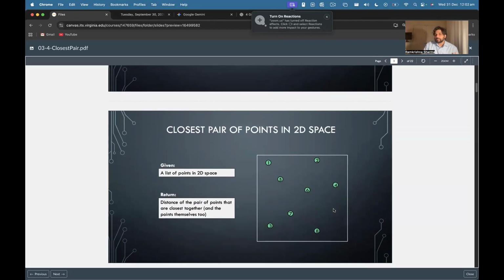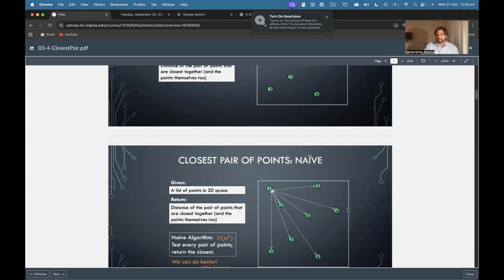So, the core premise here is that you have a 2D space, and within that 2D space, you have a certain amount of points, let's say n points, and the goal is to essentially return the numerical distance between 2 points such that that numerical distance is the minimum distance among those points. So, put simply, whichever pair has the smallest distance between them, return that distance. So, that's the premise of the problem.